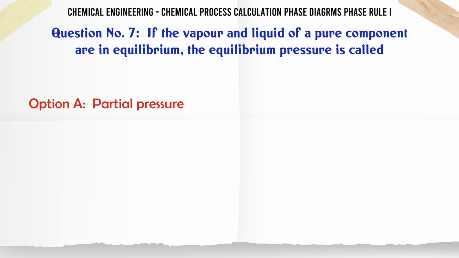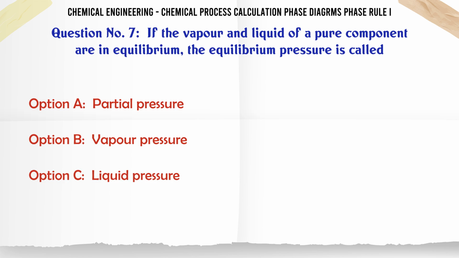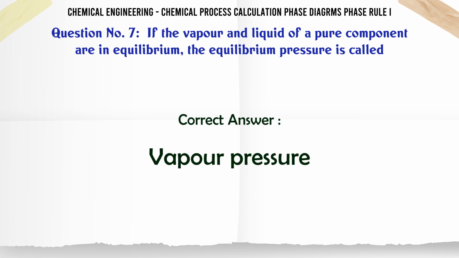If the vapor and liquid of a pure component are in equilibrium, the equilibrium pressure is called: A. Partial pressure. B. Vapor pressure. C. Liquid pressure. D. None of the mentioned. The correct answer is vapor pressure.